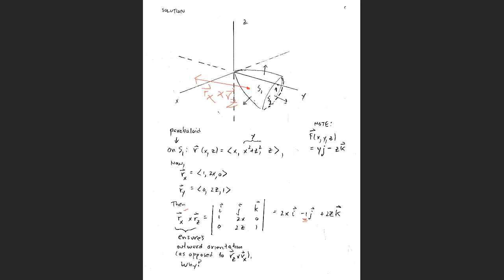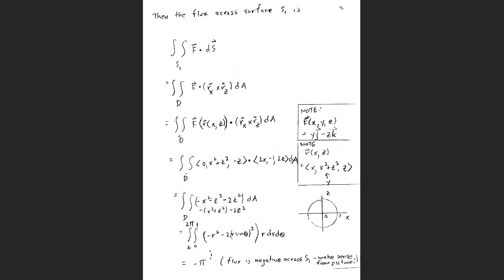All right, so whenever you take the cross product, you've got to check that the cross product is in the right orientation so that you have outward orientation. And if it turns out you have inward orientation, just take the negative of the cross product. Okay, that being said, let's move forward here.